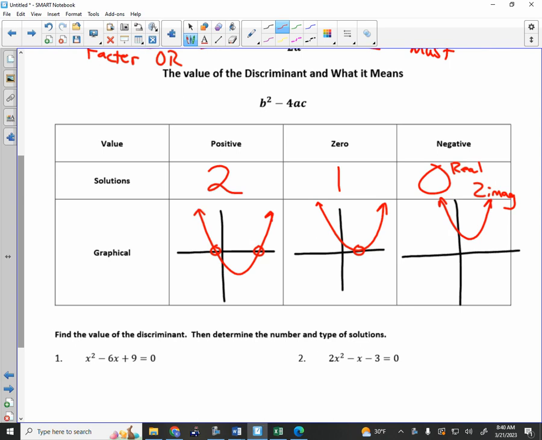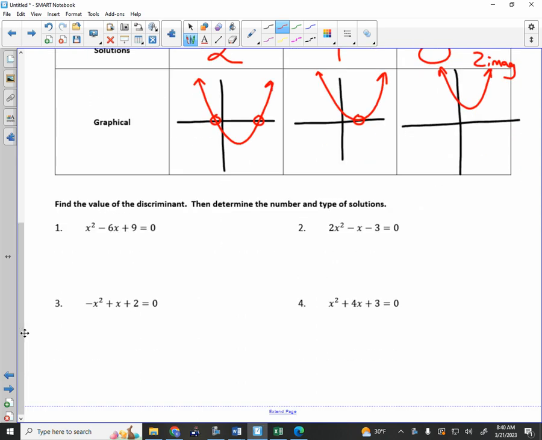So the first thing we're going to do is find the value of the discriminant. What that means is this. I'm going to write down negative b plus or minus the square root of b squared minus 4ac, all divided by twice the a value. You don't have to memorize the quadratic formula for the test, but hopefully you're able to memorize it over time. When it says find the value of the discriminant, that is simply b squared minus 4ac.